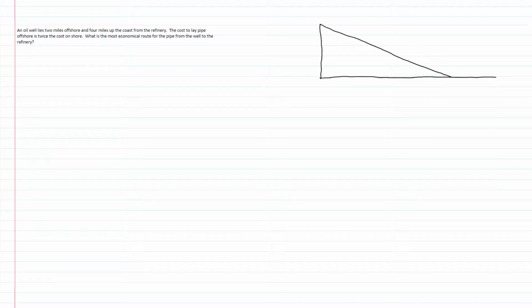So we know this distance, and then down here is the shore. Okay, so we'll draw a shoreline here. So we're going to say that this distance is x. Okay, and then this distance is 4 minus x. So then this distance, using the Pythagorean theorem, is going to be the square root of x squared plus 4. Okay, so this is a right triangle.